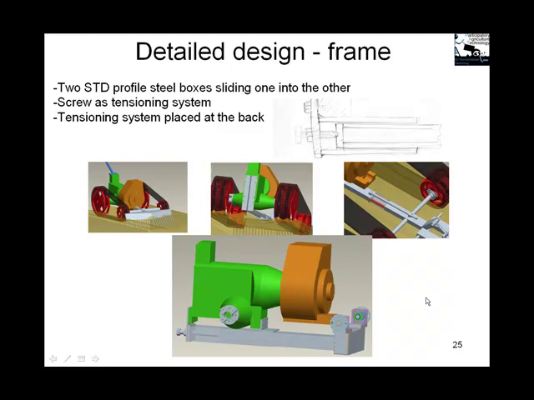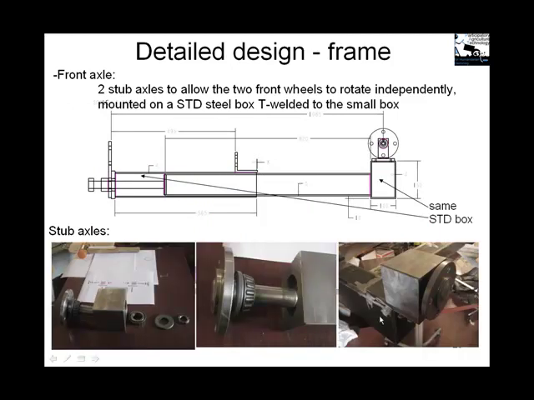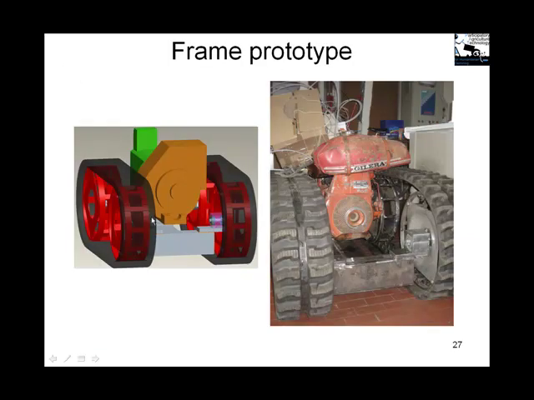So this is the frame. The frame serves a double function of supporting front wheels as well as embedding the track tensioning system, which is simply a screw. And the frame is also very simple because it's composed only of standard steel boxes, one sliding into the other. This is the assembling drawing, and this is an exploded view of the front stub axle, and these are pictures taken during the assembling phase. So this is the 3D CAD model, and this is the prototype.